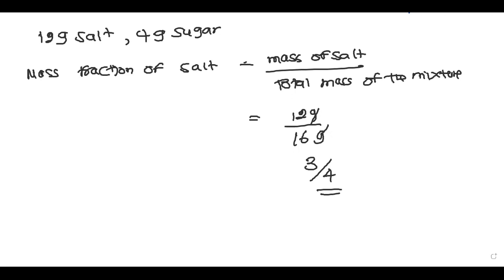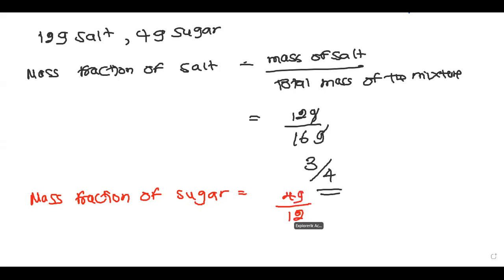And then I can go for the mass fraction of sugar. I have to apply the same equation, I'm not going to do that again. The mass of sugar is 4 grams, and 12 plus 4, 16 grams will be the total mass. So grams to grams cancels off, and 1 over 4 will be the mass fraction of sugar.